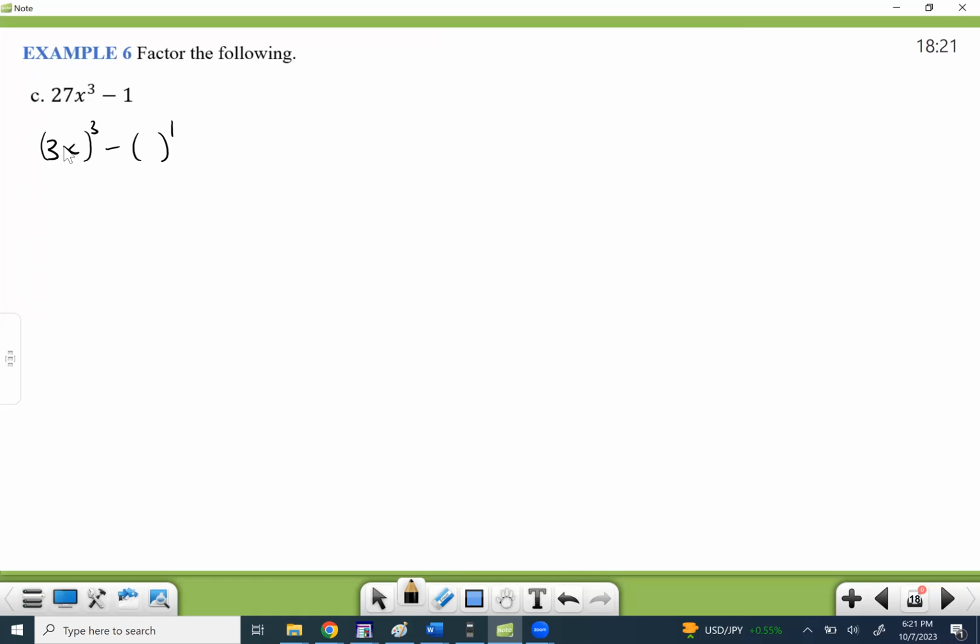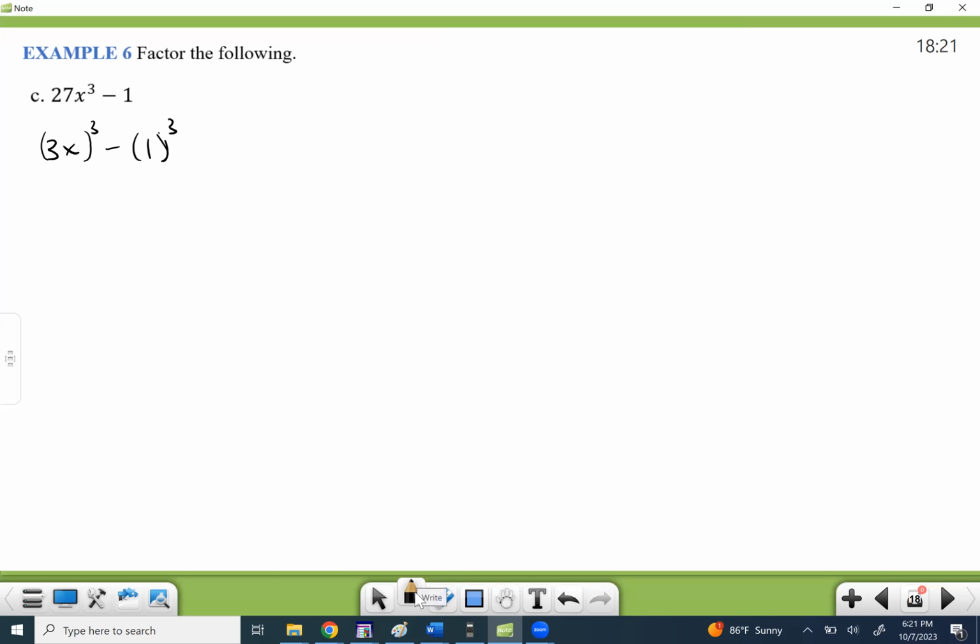The 3 times 3 times 3 is 27. The x times x times x is x cubed. All right, I don't know why I have a 1 here, you guys. Probably because I saw the 1 above it. It's got to be a cube, right? So 1 times 1 times 1 is 1. So that one's kind of silly. All right, so we've written it as something cubed minus something cubed.